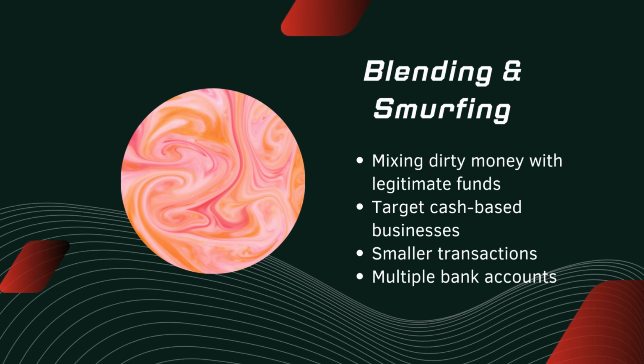Another technique is smurfing. This involves splitting large amounts of dirty money into smaller transactions. The funds are deposited into multiple bank accounts over an extended period, making it harder for banks to detect. Smurfing gives the appearance of legitimate activity while keeping a transaction value too low to trigger anti-money laundering regulations.